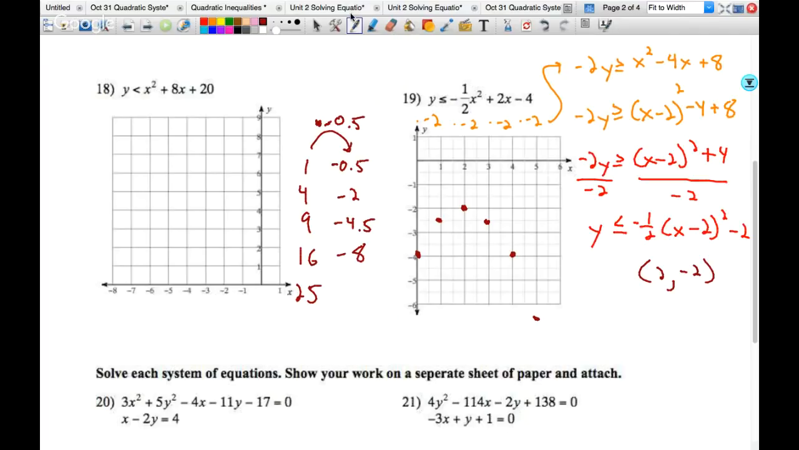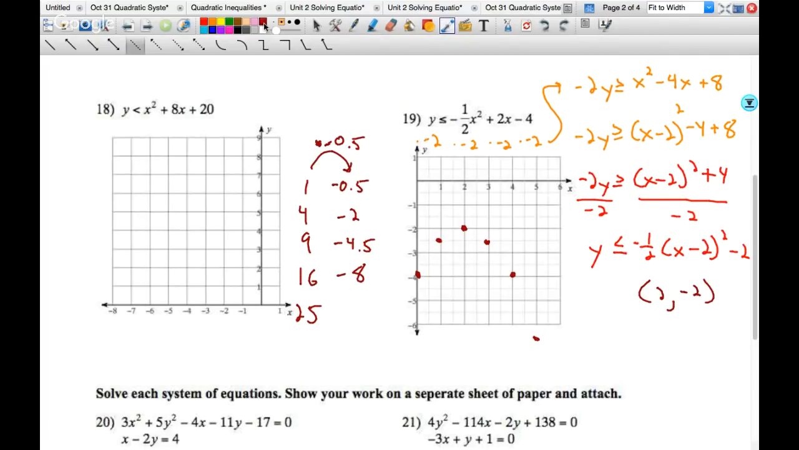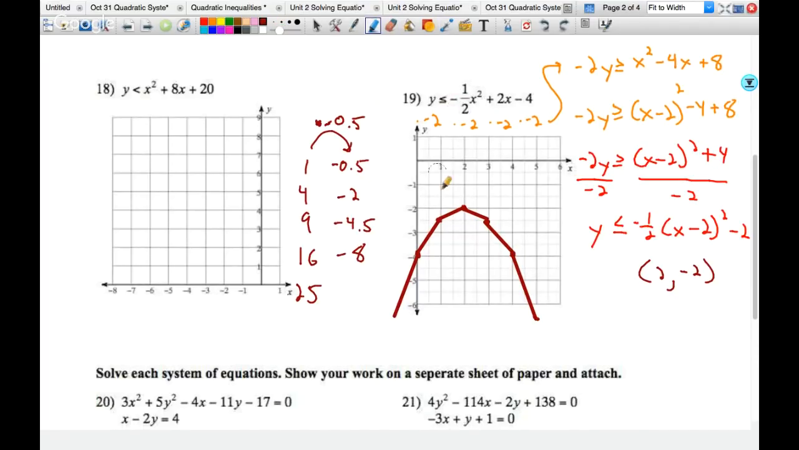This has the or equal to, so I'm going to connect these up with a solid line. Just like that. And now I'm going to shade. This is a less than, so I'm going to shade below this parabola. Purple. That's the graph of this inequality.